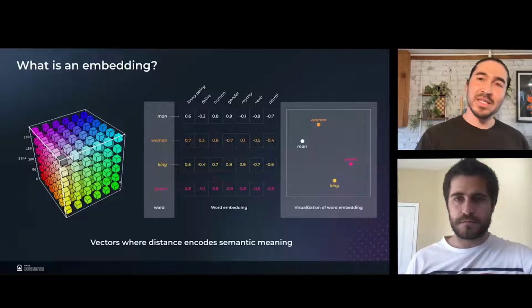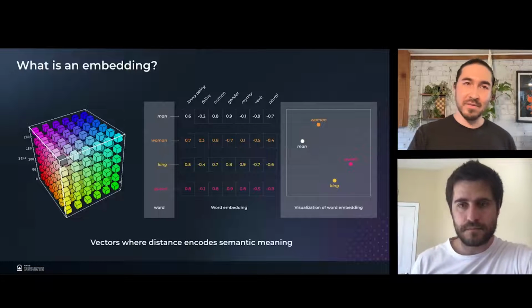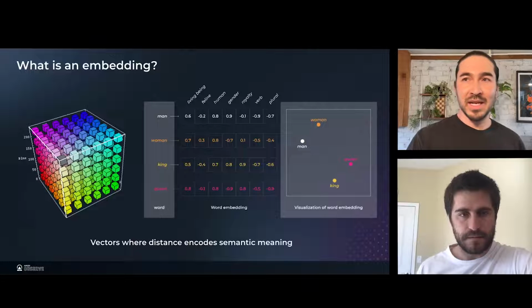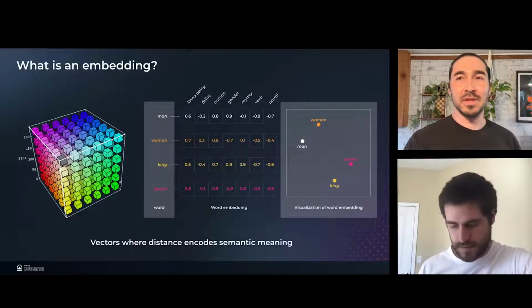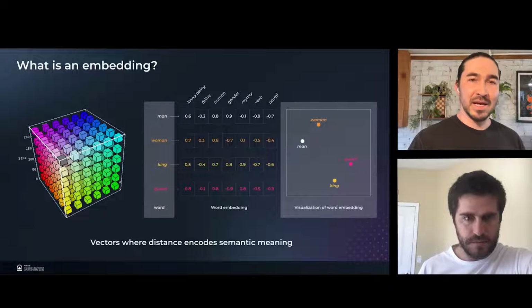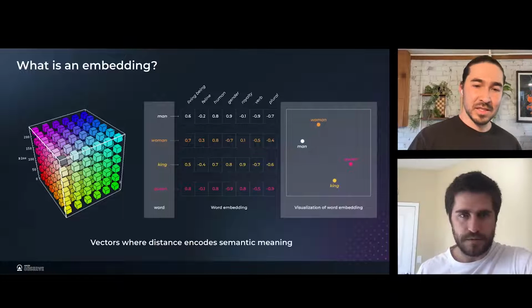And the dimensionality of these embeddings is much higher than that of color. But similar to the way that we had with color, distance encodes a semantic meaning. So queen would be similar to king, and woman would be similar to man in the vector space that is these embeddings. So how do we start troubleshooting such a model?